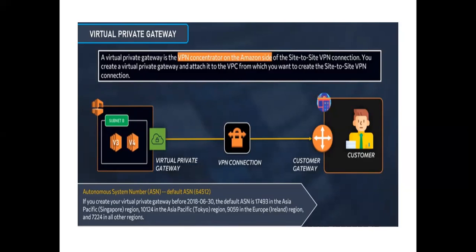So the range 64,512 to 65,534 is defined by IANA, the Internet Assigned Numbers Authority. They have defined this autonomous system number, which you need to use for your connectivity remotely. If you want to connect, you need to use this on your devices, basically on your VPN connection only. You will use this whenever you are trying to communicate between multiple routes. You use this autonomous system number.